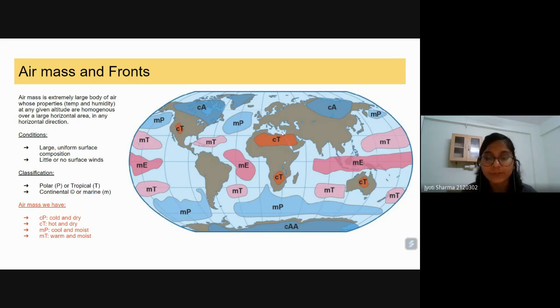in our atmosphere. Suppose we have this air mass and we have this air mass. When the wind blows, these air masses can come close to each other and collide. They can confront each other, and when they approach each other, the transition is known as the front.